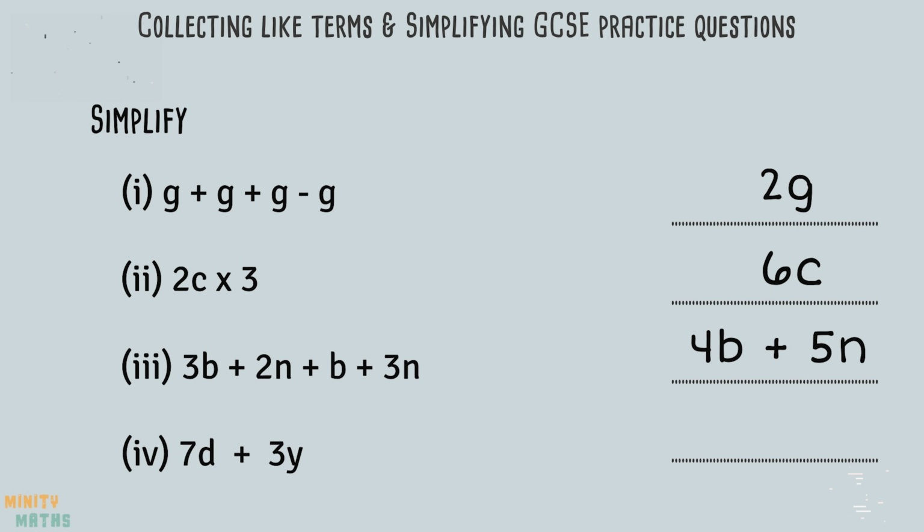The fourth question asks us to add 2 terms together. However, these terms are not like terms and therefore can't be added together. So, this expression is already in its simplest form.